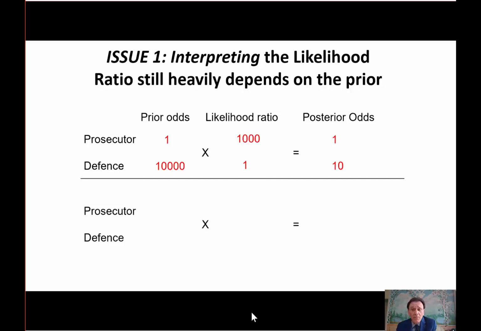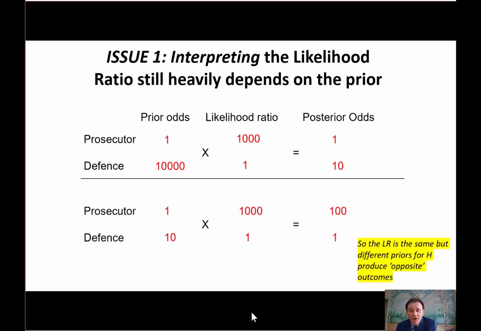But if, for example, the suspect was known to be one of only 11 people who could have been at the scene, then the prior odds are 10 to 1 in this case. And so with the same likelihood ratio, the posterior odds are 100 to 1 in favour of the prosecution hypothesis. And so the likelihood ratio is the same, but different priors for H produce opposite outcomes.